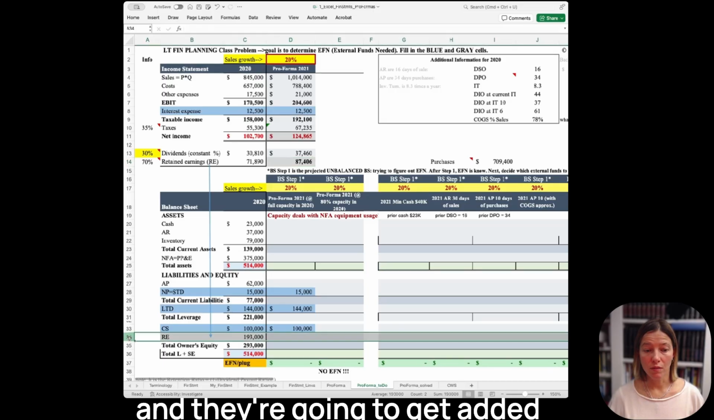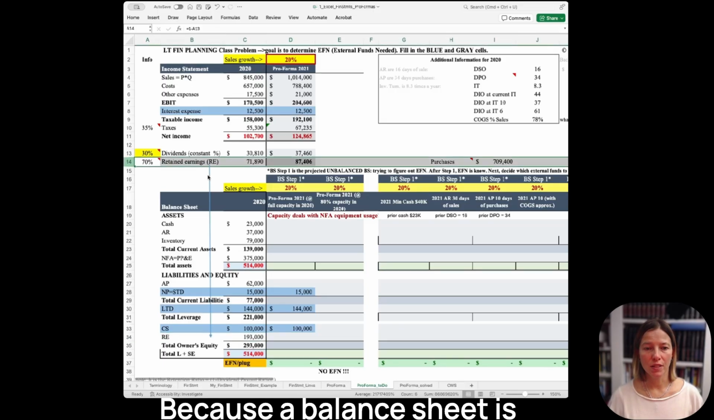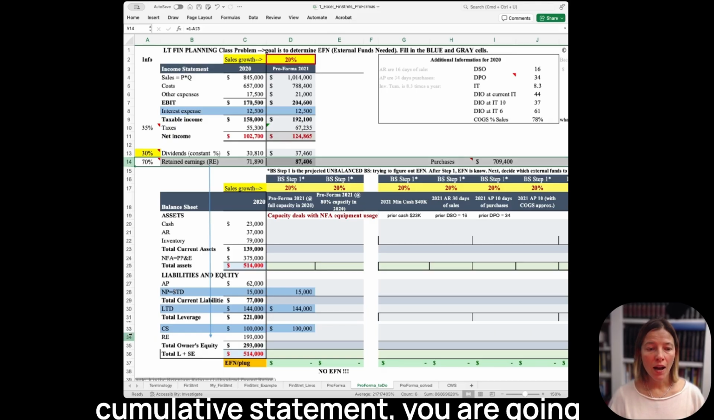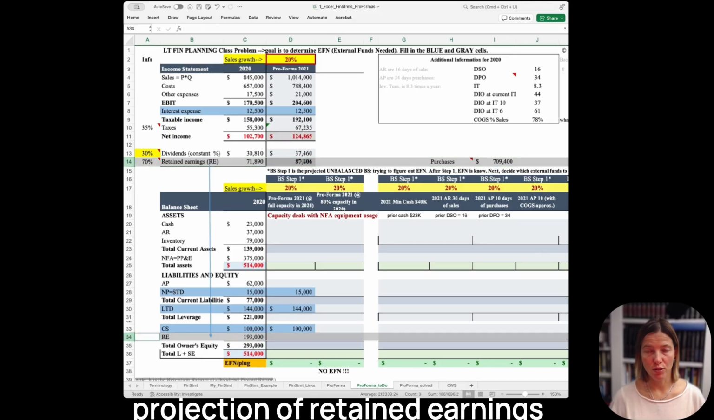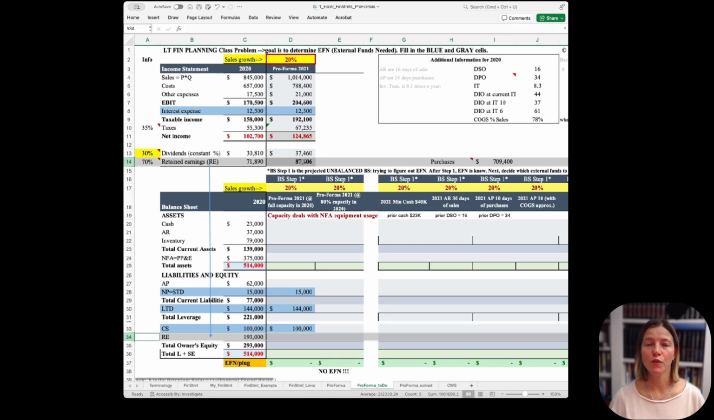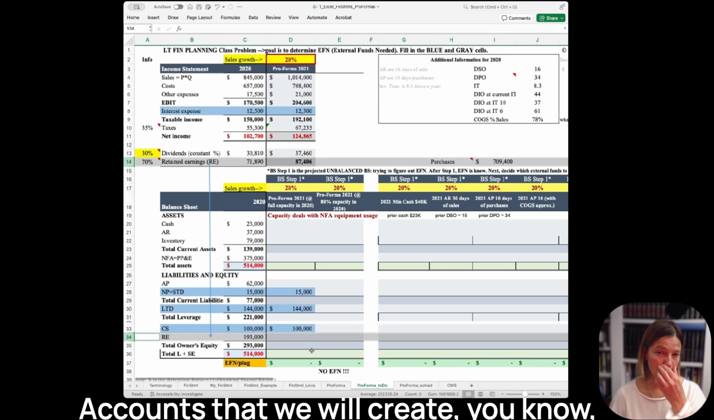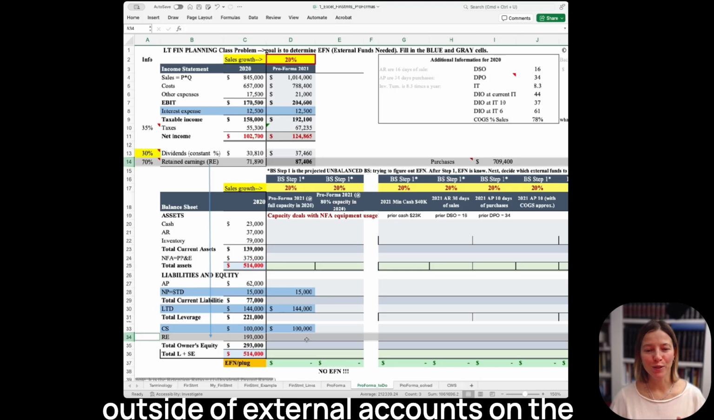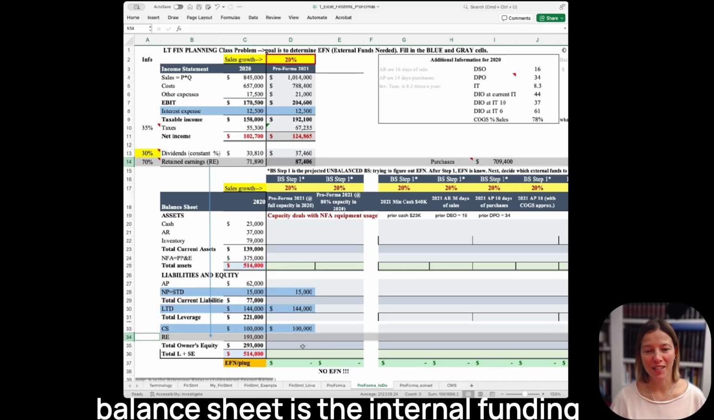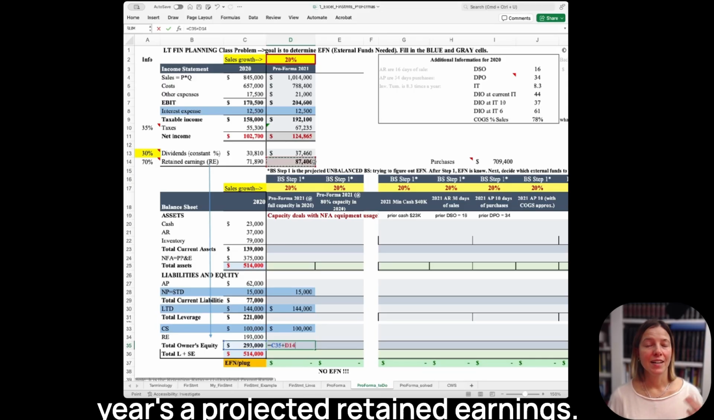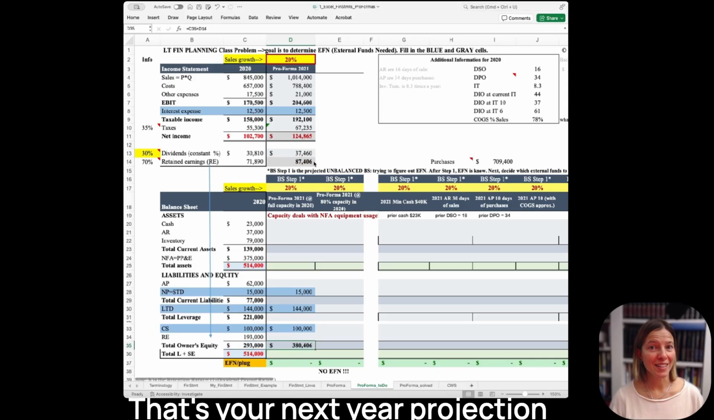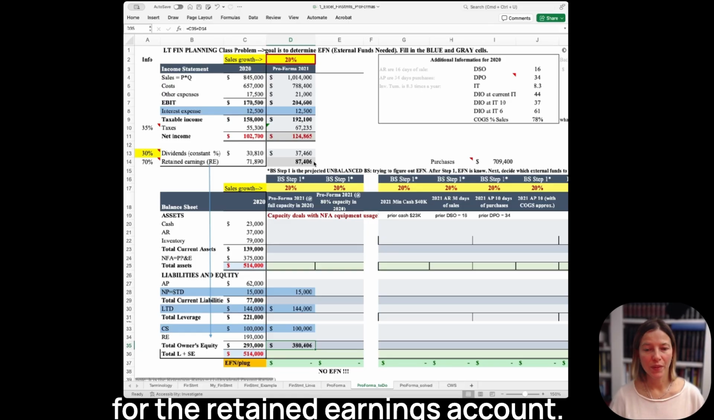And they're going to get added to the balance sheet right here. Because a balance sheet is a cumulative statement, you're going to take the previous year's retained earnings and add the next year's projection of retained earnings from the income statement to it. So the first account that we will create, outside of external accounts on the balance sheet, is the internal funding account, where we will take previous year's retained earnings plus this year's projected retained earnings. That's your next year projection for the retained earnings account.